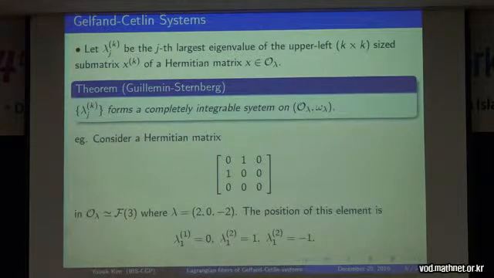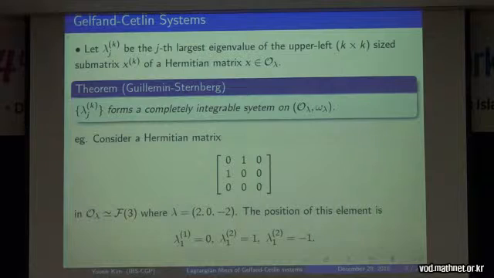Now, to define the completely integrable system, we need to specify the real-valued functions. For that purpose, let's look at the k by k principal minor of a Hermitian matrix in O_lambda. Then let's find its eigenvalues, and let lambda_{k,j} be the jth largest eigenvalue of it. And then let's collect all such eigenvalue functions. Then by the Guillemin-Sternberg theorem, these form a completely integrable system on the coadjoint orbit.